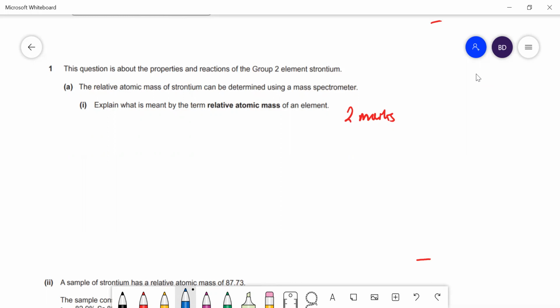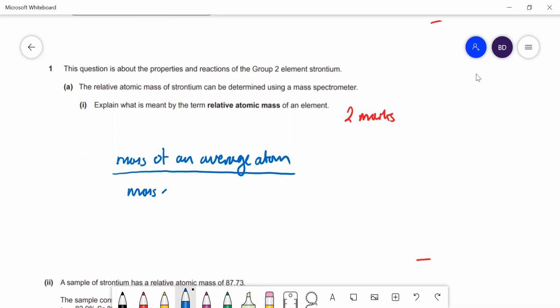It is the mass of an average atom divided by the mass of an atom of carbon-12 multiplied by 12. That's the definition you need for that. Okay, right.